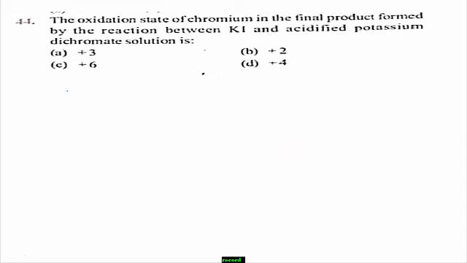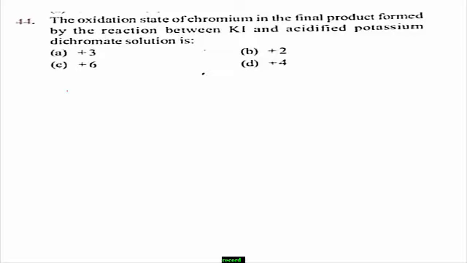Next question number 44. The oxidation state of chromium in the final product formed by the reaction between potassium iodide and acidified potassium dichromate solution is. First you write the reaction, then observe the oxidation state. Option A plus 3, option B plus 2, option C plus 6, option D plus 4.